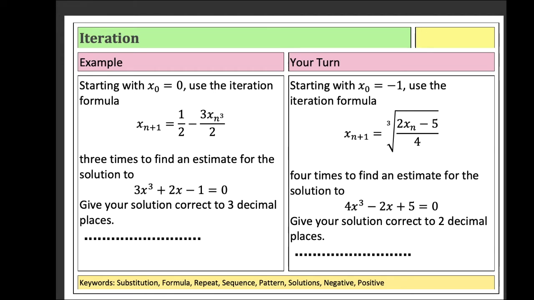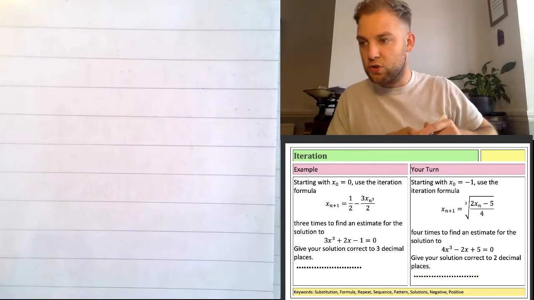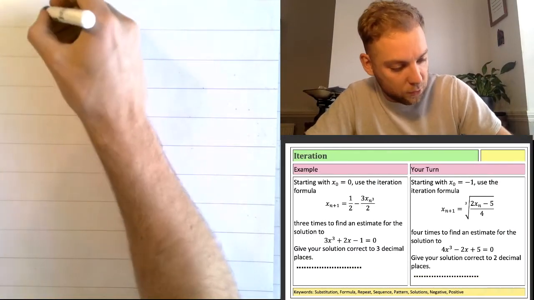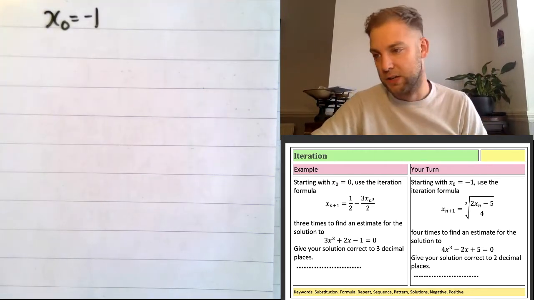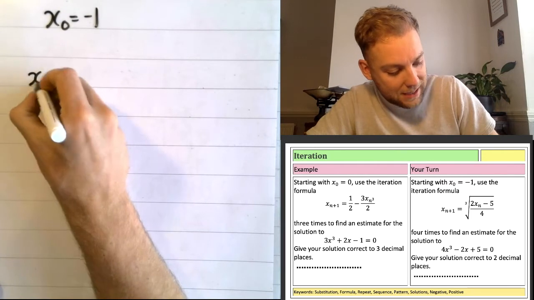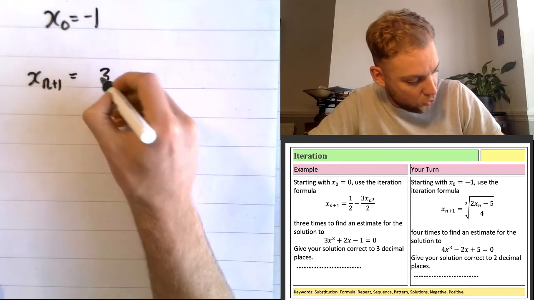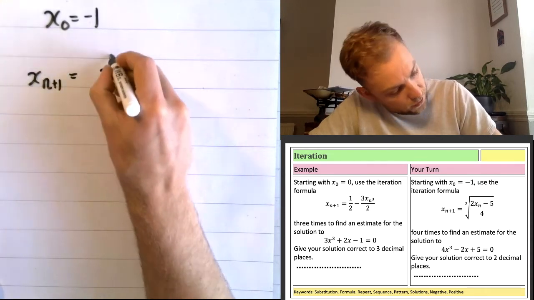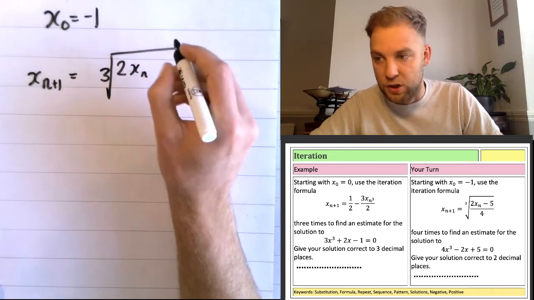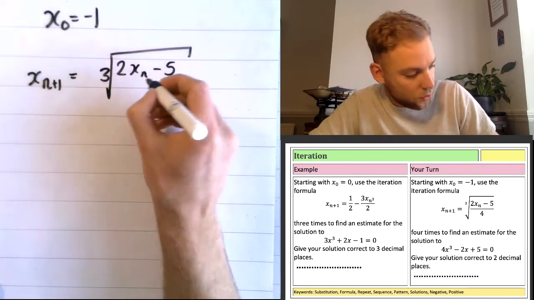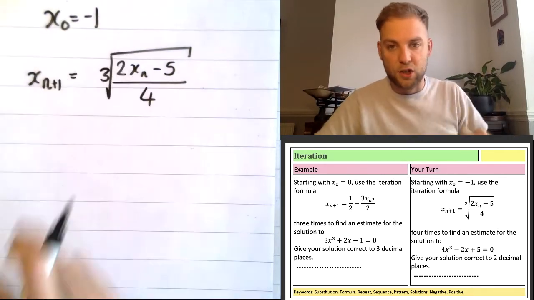I'm going to go through it now anyway. So starting with x0 equal to minus 1. So in this case, x0 is equal to minus 1. My first term is equal to minus 1. So x of n plus 1, my iteration formula, is equal to the cube root of 2 times my previous term minus 5 all over 4. So this is my first term.